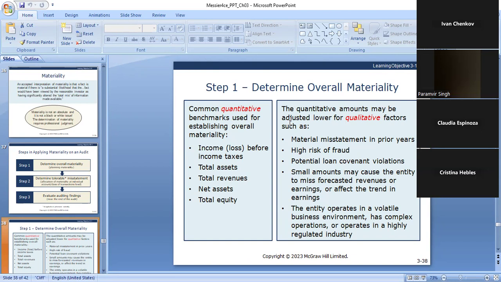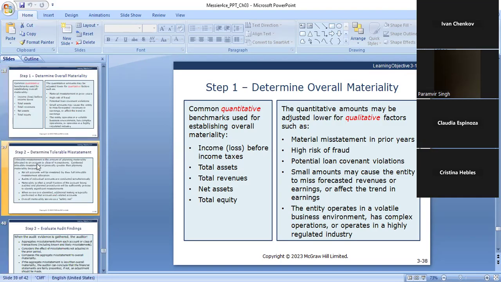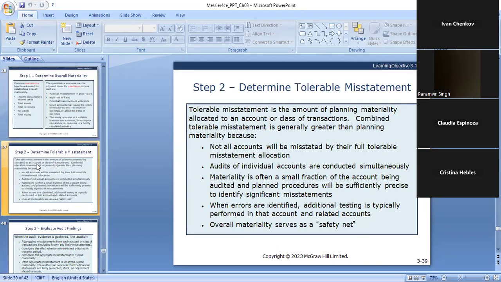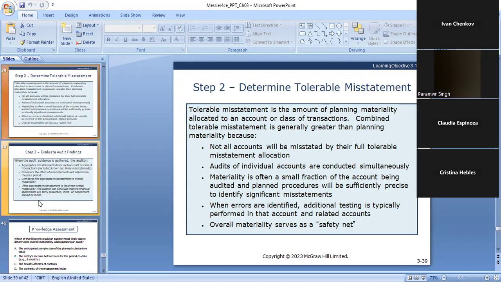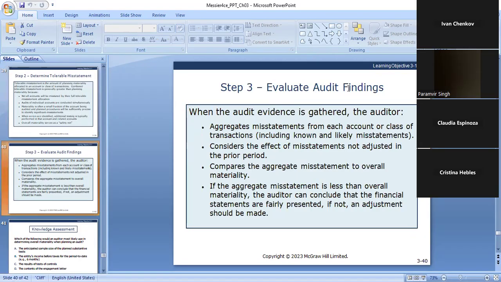So if you don't go into assurance, if you don't choose assurance as a role in CPA, you probably won't have to move the benchmark down to the next available level. And the qualitative factors that we have to assess are all those different factors. On step 2, we're going to determine the tolerable misstatement, which is the amount of the planning materiality allocated to an account and a class of transactions. And the last one is to evaluate the audit findings.